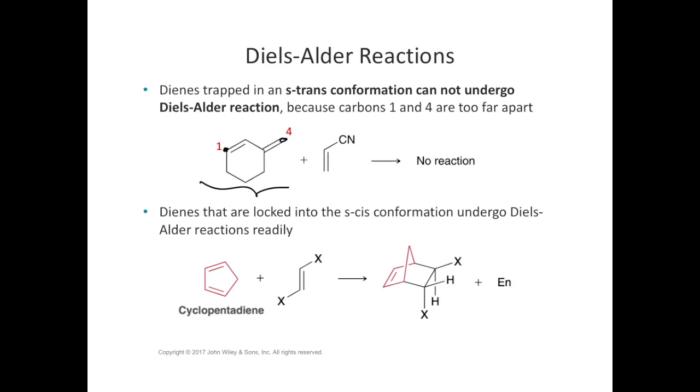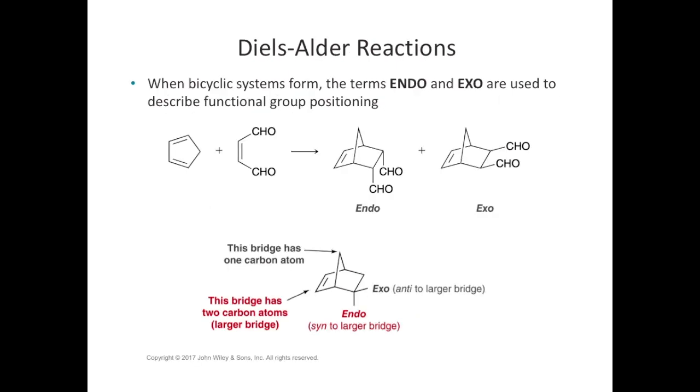Conversely, dienes that are locked into the S-cis conformation, such as cyclopentadiene, which is locked in a ring, undergo Diels Alder reactions readily. Now in this case, if you start with a cyclic diene, notice what happens to that carbon. It gets pushed up and you have what's called a bridged product. And then one further nuance is that if you're making bicyclic products, there are terms endo and exo that are used to describe the positioning of these groups in the product.